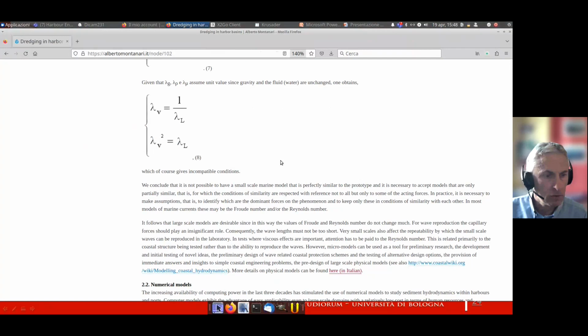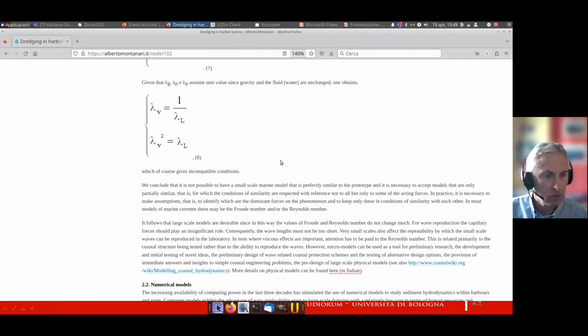And this is the principle that we need to pursue, the condition that we need to ensure to make sure that the results that we obtain in our small-scale physical model are reliable. Once we made sure that the results are reliable, once we made sure that the relevant dimensionless quantities are preserved or almost preserved, then we can use the model to study what happens in terms of siltation and what happens after dredging.